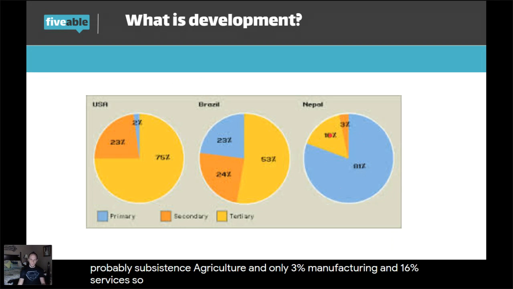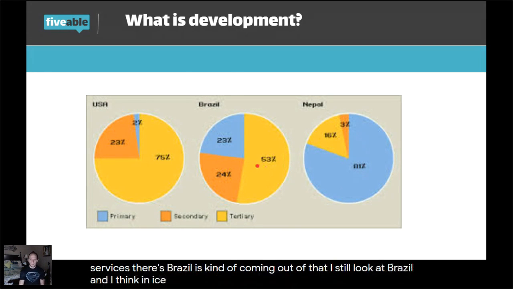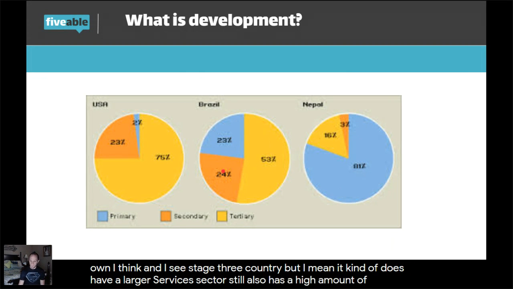So Brazil would be an NIC. Notice that they've got a lot of services. Brazil is kind of coming out of that. I still look at Brazil and I think NIC, stage 3 country, but it kind of does have a larger services sector. It also still has a high amount of manufacturing as well.